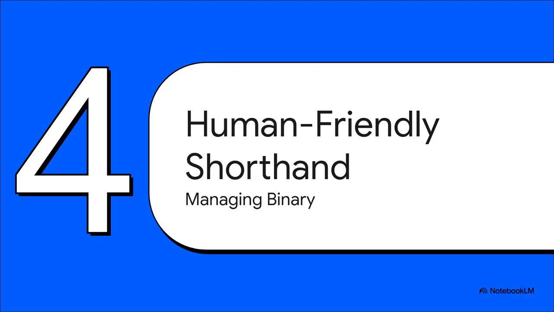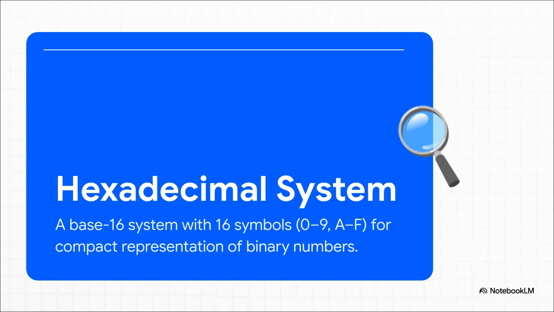Okay, so if binary is such a pain for humans to read, how do we deal with it? Obviously, people needed a better way, a more compact, human-friendly shorthand. And that's where hexadecimal comes in. It's this really clever system that acts as a perfect shorthand for binary. Instead of base 2, like binary, or base 10, which we use every day, it's base 16. So it uses 16 unique symbols, our familiar numbers 0 through 9, and then it borrows the letters A through F to represent the values 10 through 15.